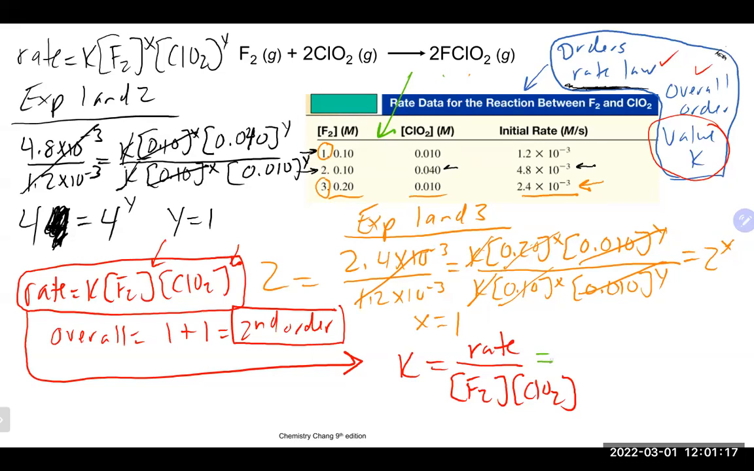So for number 1, the rate is 1.2 times 10 to the minus 3 molar per second, divided by our F2, which was 0.1 molar, and our ClO2, which was 0.01 molar. And if we do all that, we end up with 1.2 as our rate constant. What would be the units at this point?